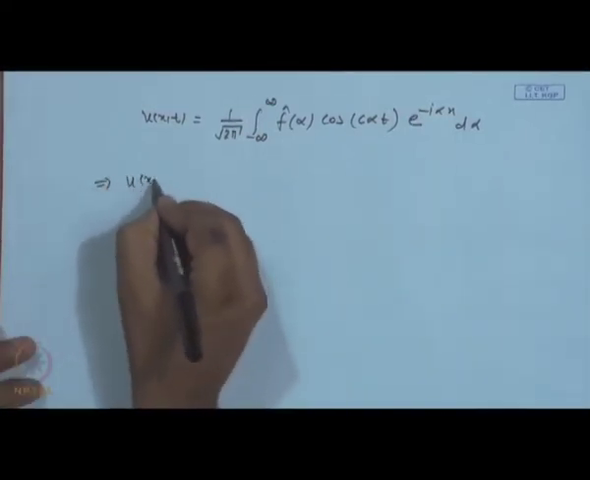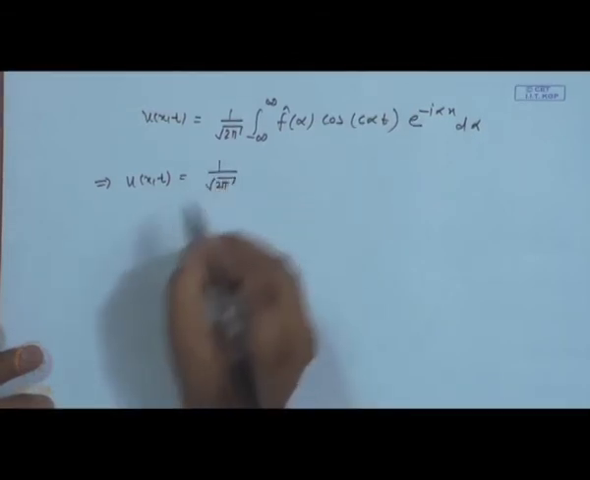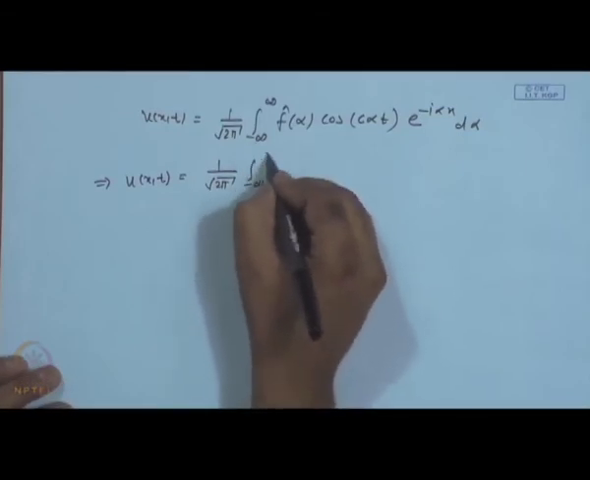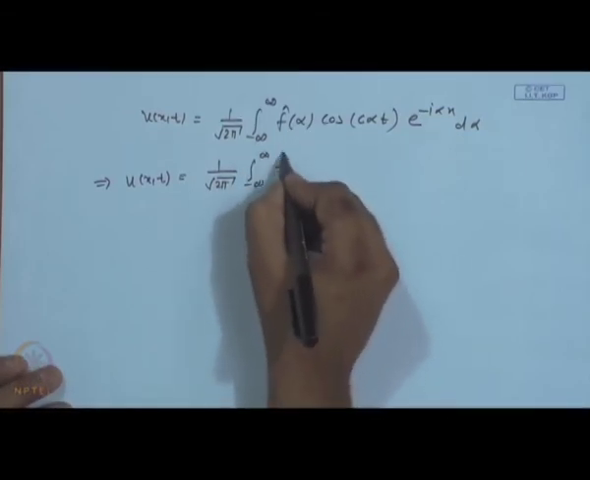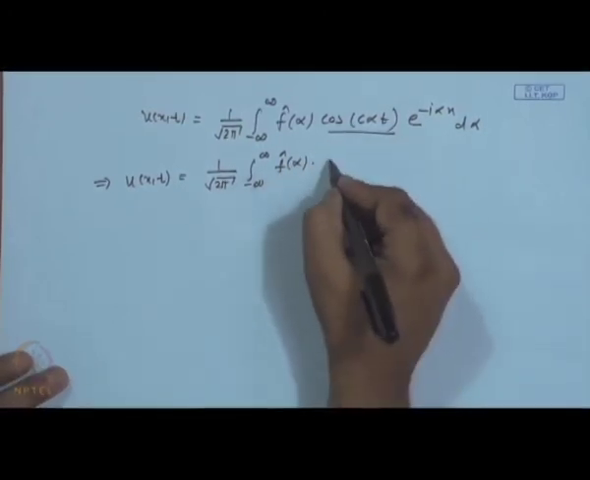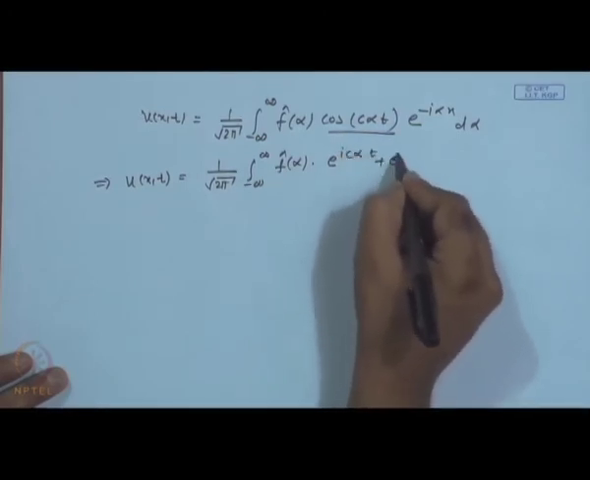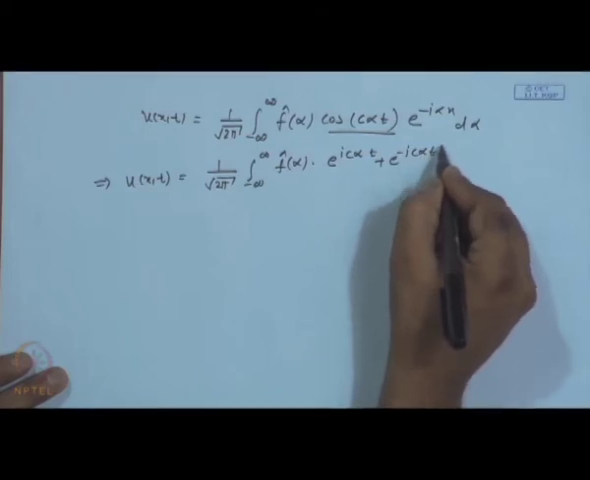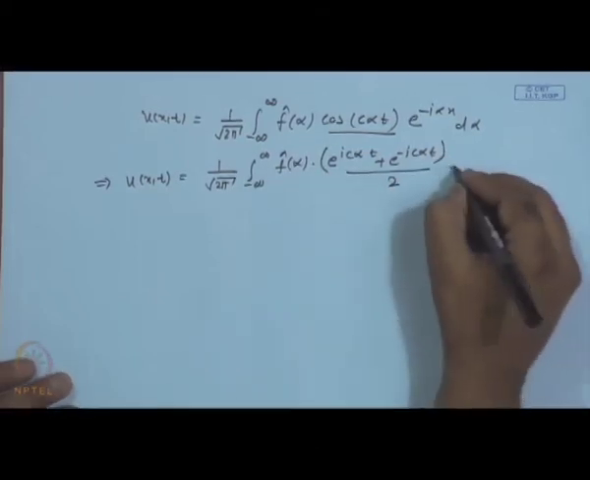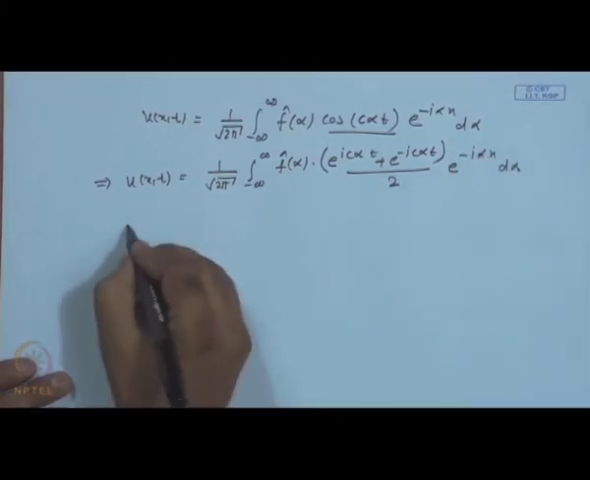So, u(x,t) is 1 over square root 2 pi, and this we take from minus infinity to plus infinity, f hat(alpha) as it is. This we write in terms of the exponential function again: e^(i c alpha t) plus e^(minus i c alpha t), divided by 2, and e^(minus i alpha x) d alpha.